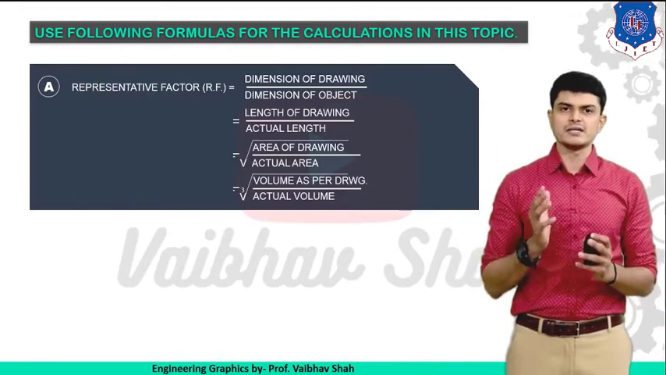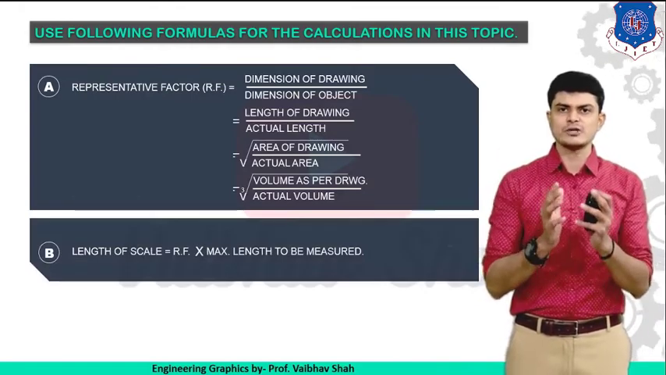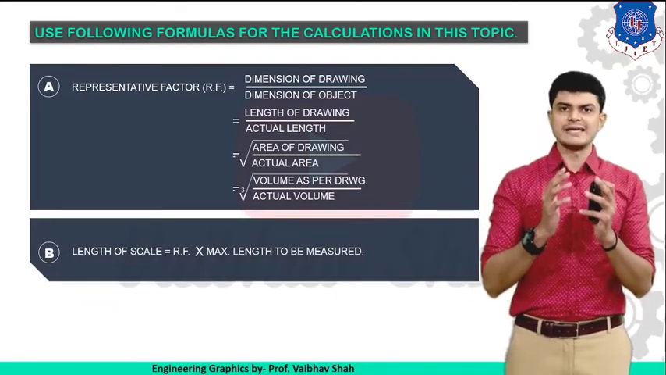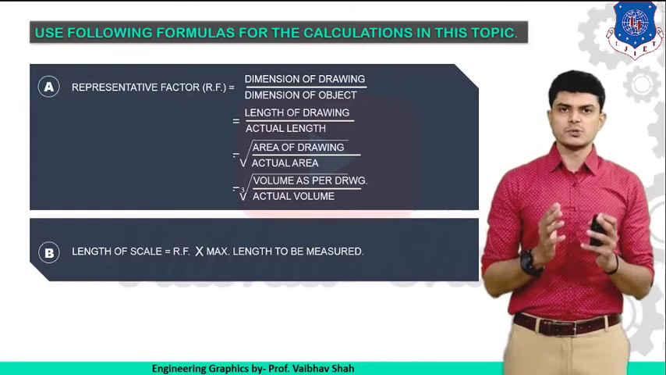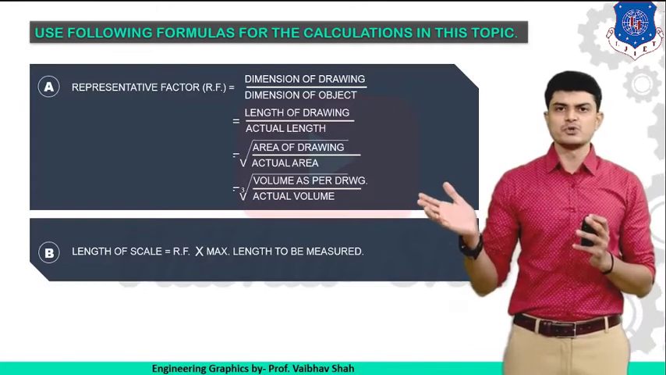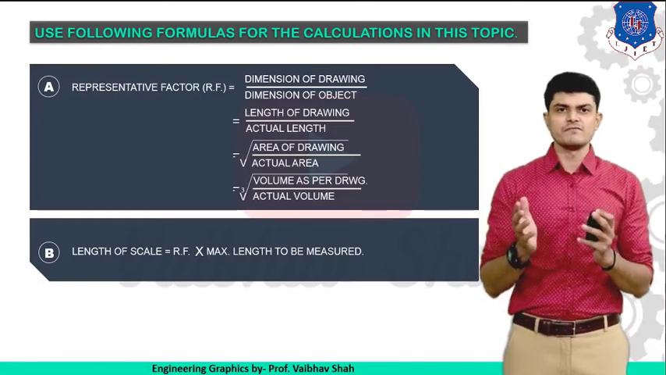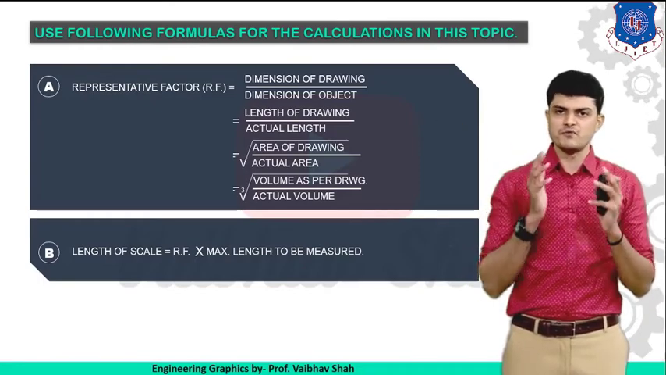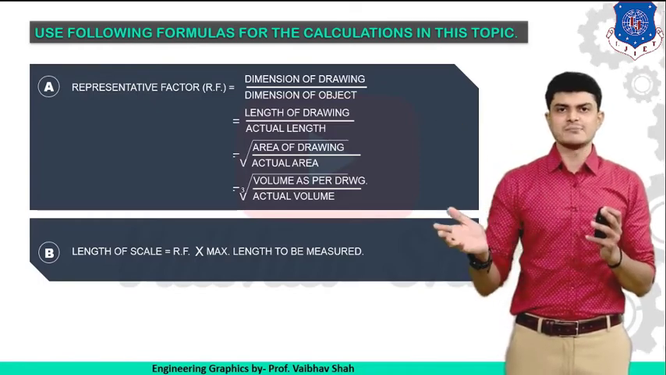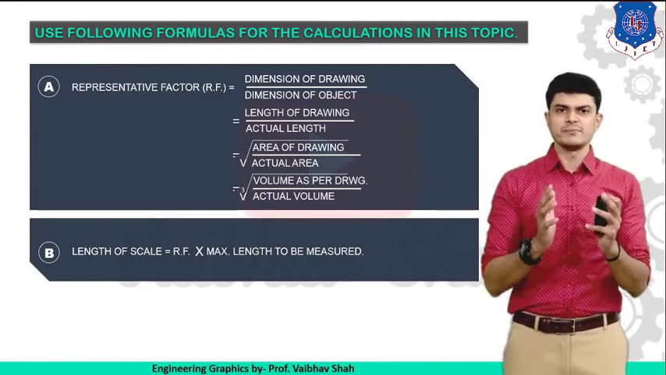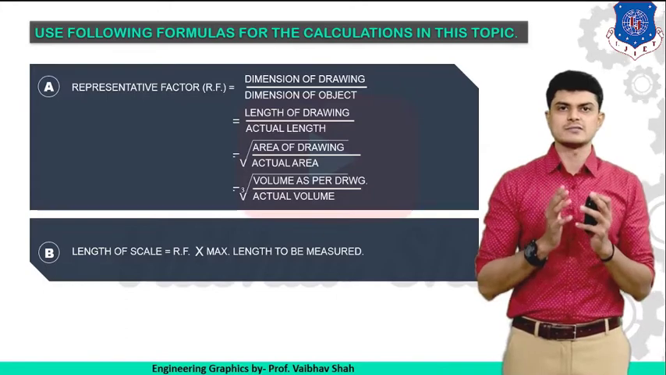Now we need another equation which is known as the length of scale equation, or you can also say the actual length of scale equation. So the equation is Rf into maximum length to be measured. So that means Rf, obviously we are going to find from our previous equations, and maximum length to be measured must be given in your example, for which we must be constructing our diagonal scale.